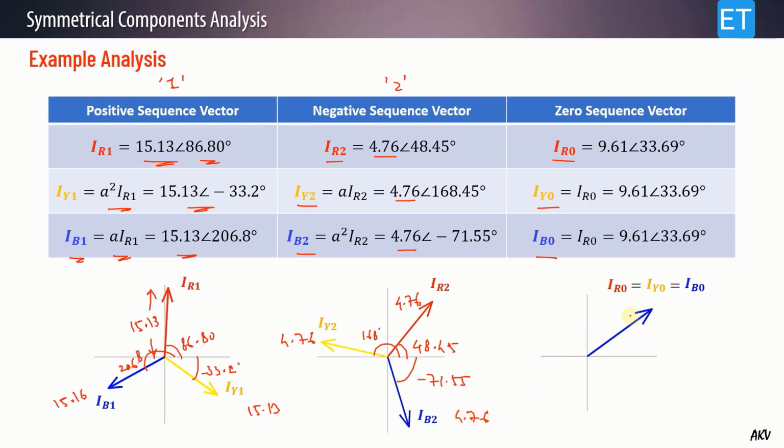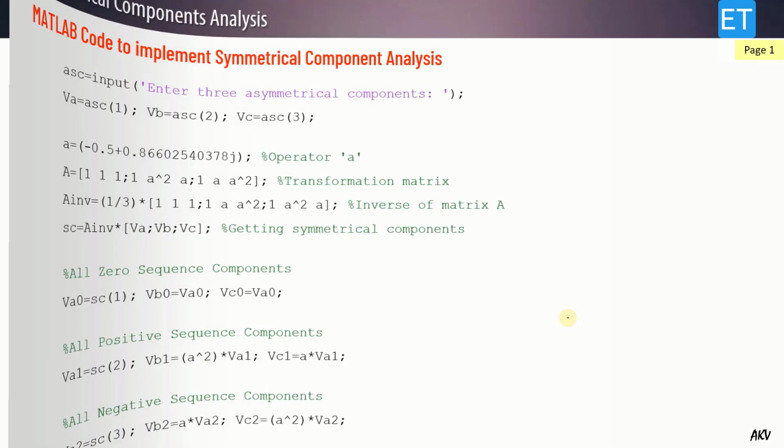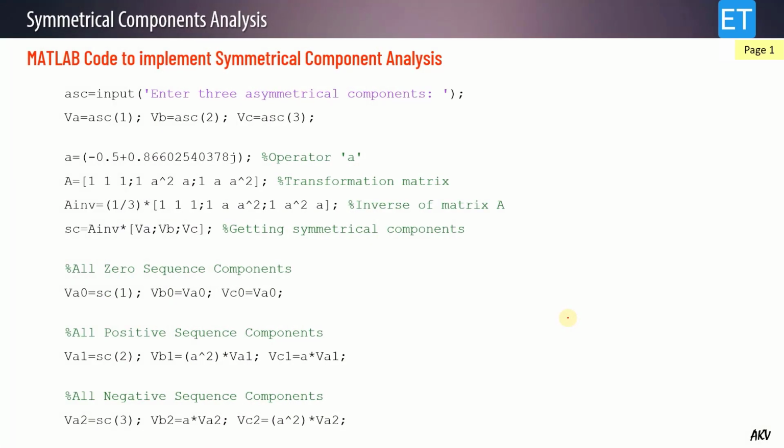For the zero sequence group, all are in the same direction and have equal magnitude. So here you can see how we can achieve the positive sequence vector, negative sequence vector, and zero sequence vector from an unbalanced input voltage or current vector. Now let's see the MATLAB code to implement this method to find the symmetrical components.